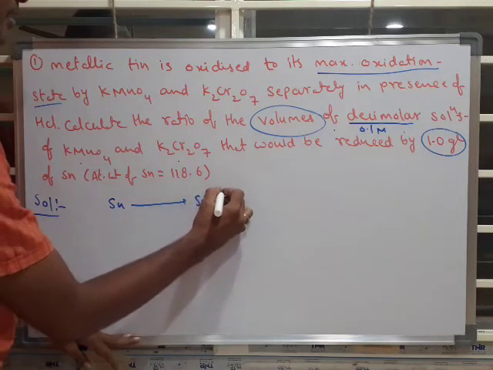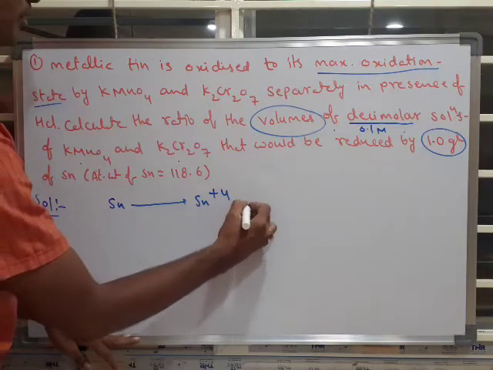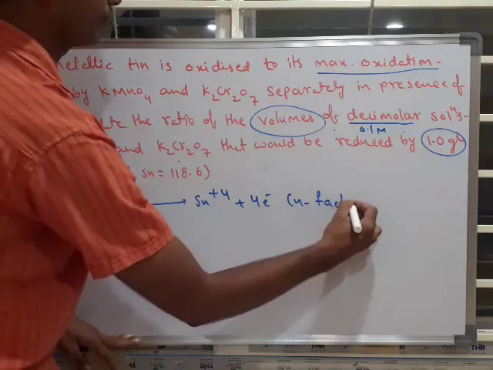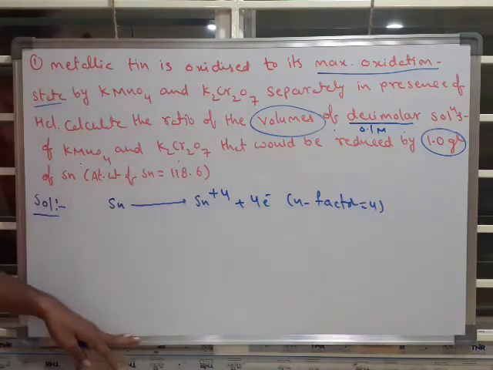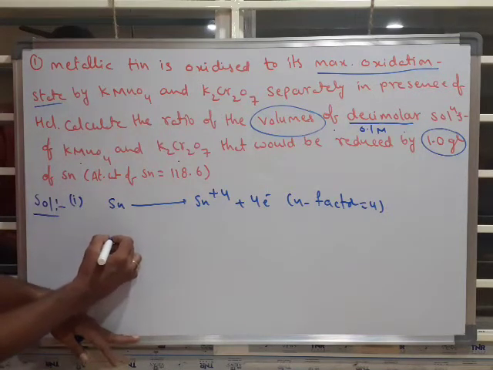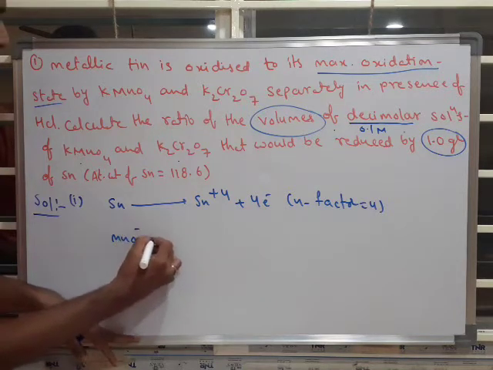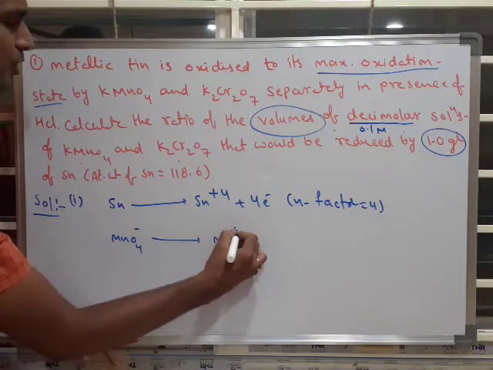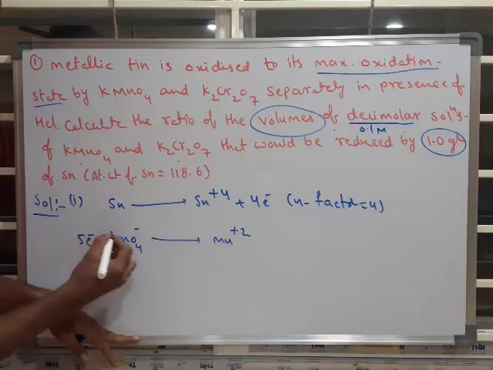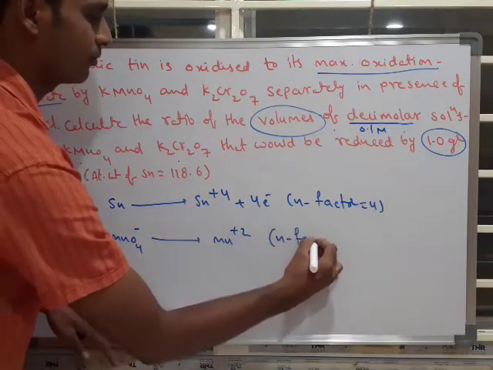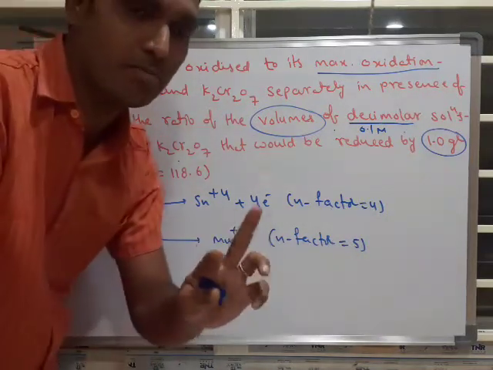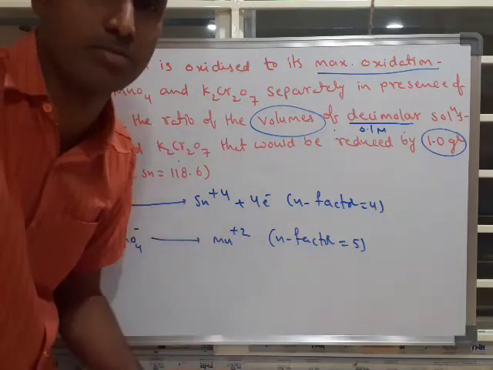So all are known compounds. Here when it is given Sn becomes Sn plus 4, it is possible by losing 4 electrons. So the n factor for tin is equal to 4. Here we are taking the first case, potassium permanganate, and we know that MnO4 minus changes to Mn plus 2. Here the oxidation number of manganese is 7, so by taking 5 electrons, the n factor is equal to 5. The first problem we are doing is the reaction of tin with permanganate.